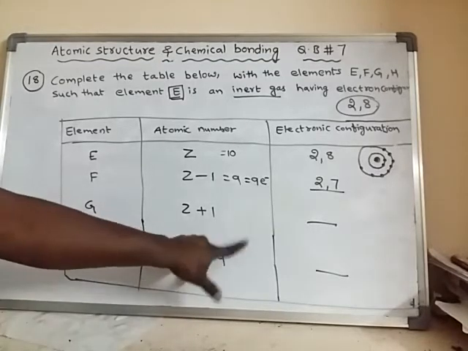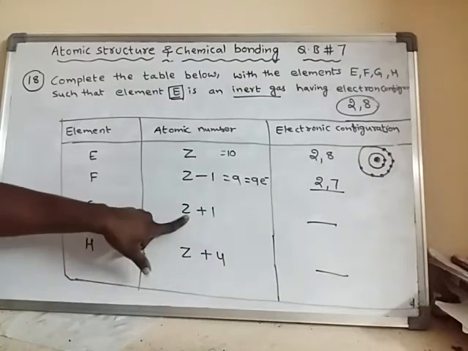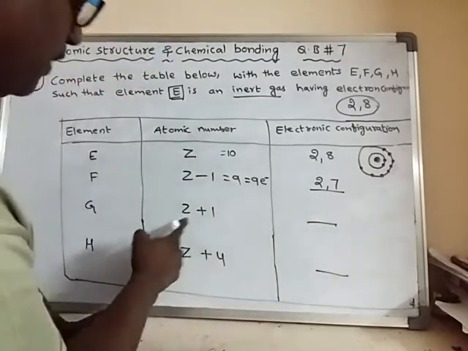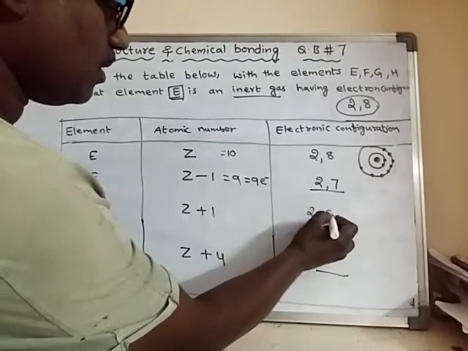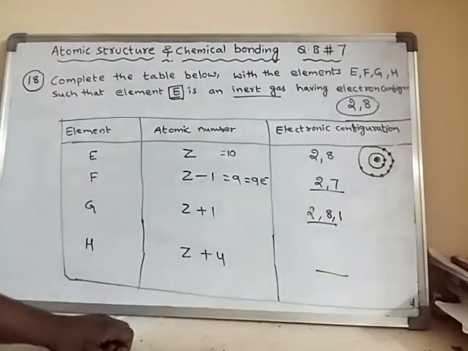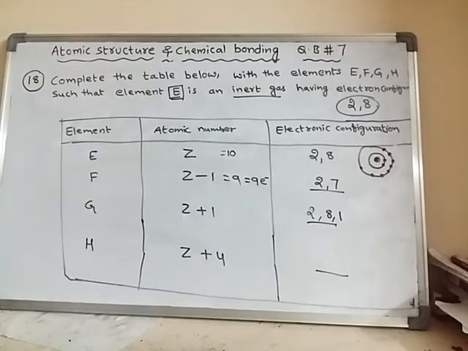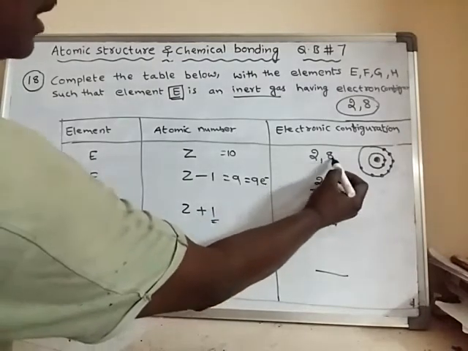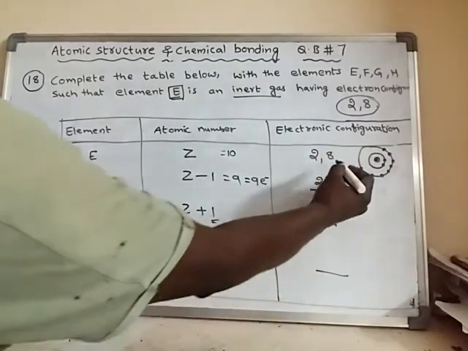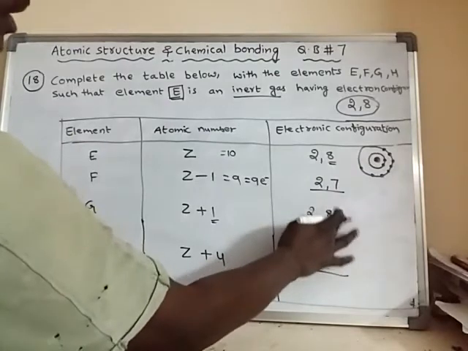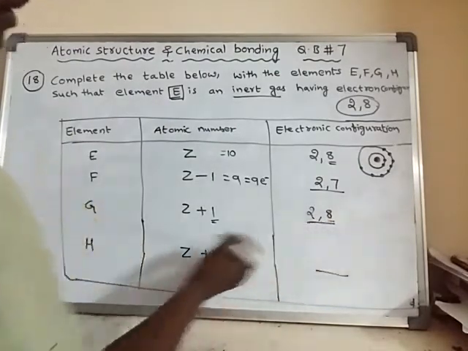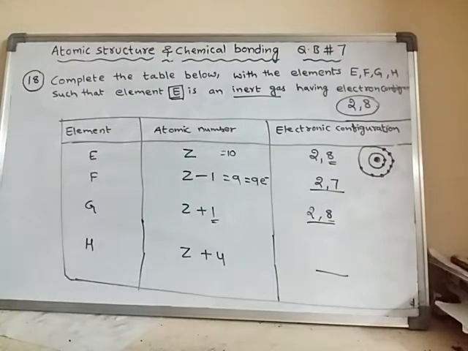That is why, here, Z's electronic configuration is 2, 8, so Z plus 1's electronic configuration will be 2, 8, 1. This is how the electronic configuration of element G looks, because here one more electron we have to add to Z. As Z's electronic configuration is 2, 8, the outermost orbit has 8 electrons. When the outermost orbit is having 8 electrons, we cannot add any more electron to the outermost orbit.